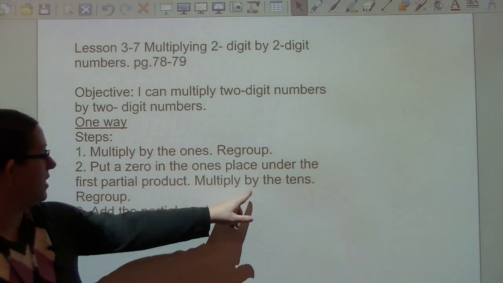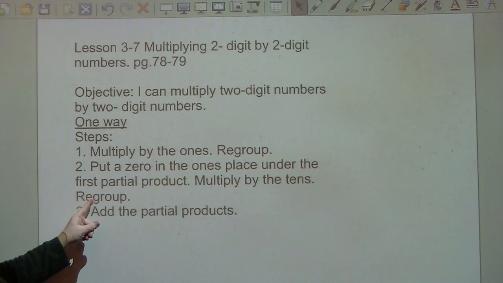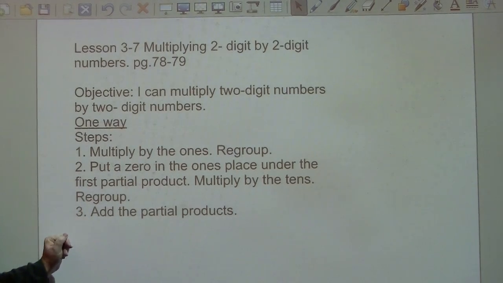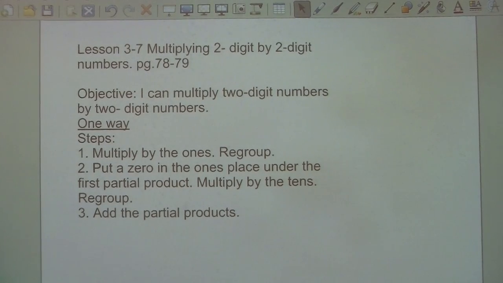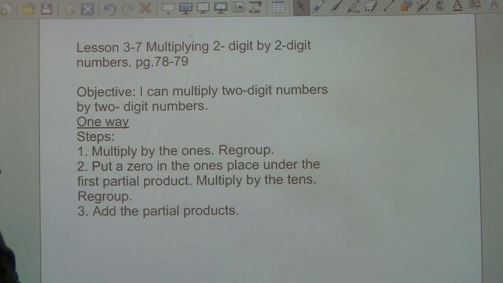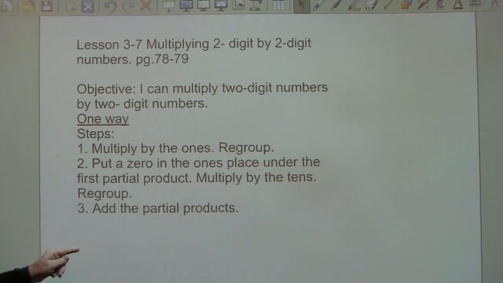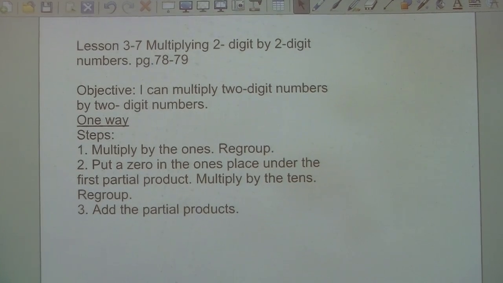And then we're going to multiply by the tens, and we're going to regroup. Once we have done that, then we're going to add the partial products, and that will give us our final product, or our final answer. Okay, so if you need to, take a minute to pause this and copy down these steps.